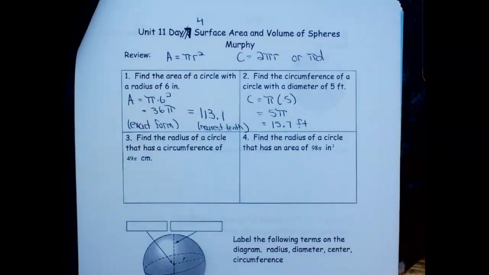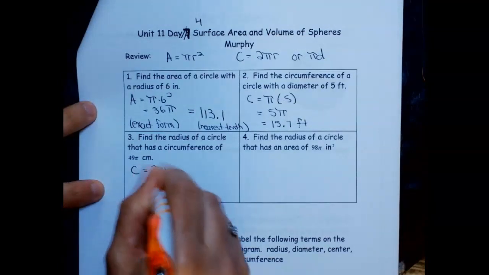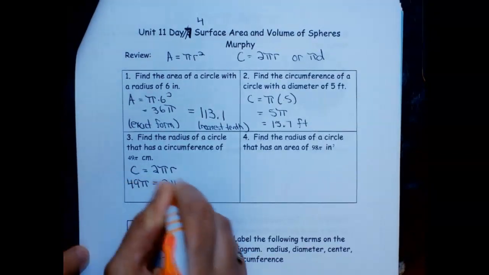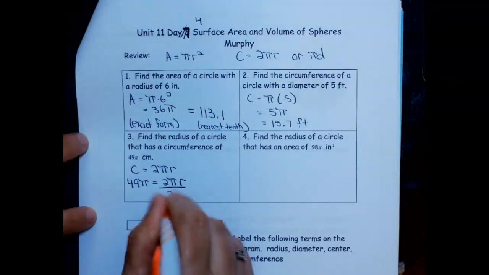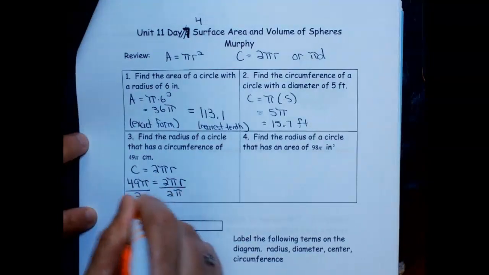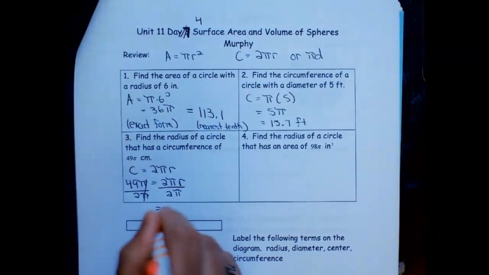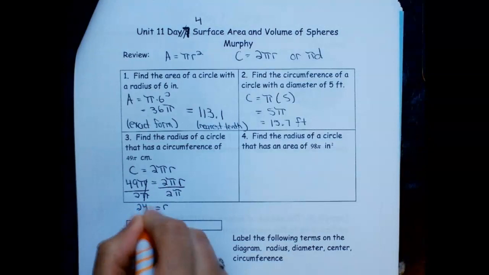Okay, number 3, now we're working backwards. For the first one, it wants us to find the radius if we have a circumference of 49 pi. So let's write down our formula. Circumference equals 2 pi r. We know our circumference is 49 pi. We are looking for the radius. So think about how you would find that radius. I'm going to divide by 2 pi. The nice part about this is those pi's will cancel out. So our radius is simply 49 divided by 2, which is 24.5.